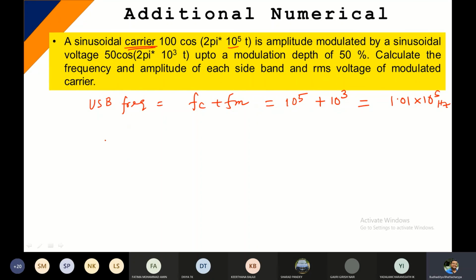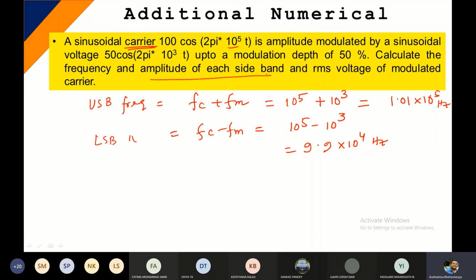Similarly, LSB frequency is equal to Fc minus Fm. So 10 to the power 5 minus 10 to the power 3, which is around 9.9 into 10 to the power 4. Alright, so this is how we have obtained the two frequencies. Now, the question also asked for the amplitude of each sideband.